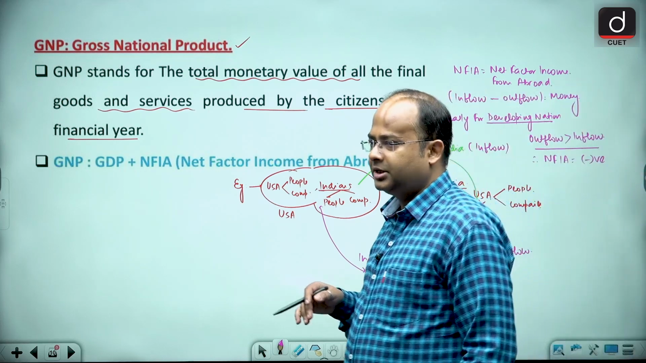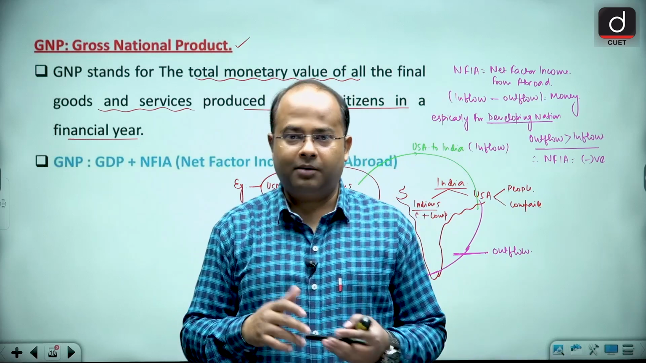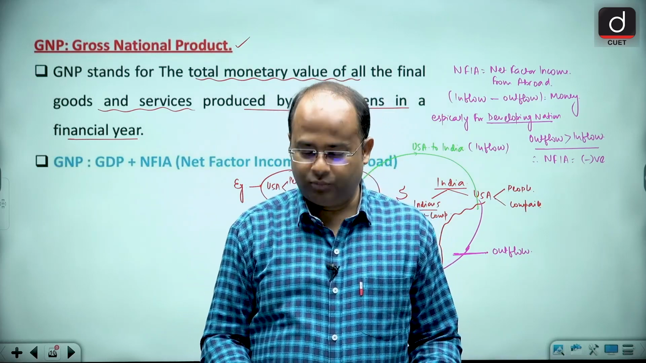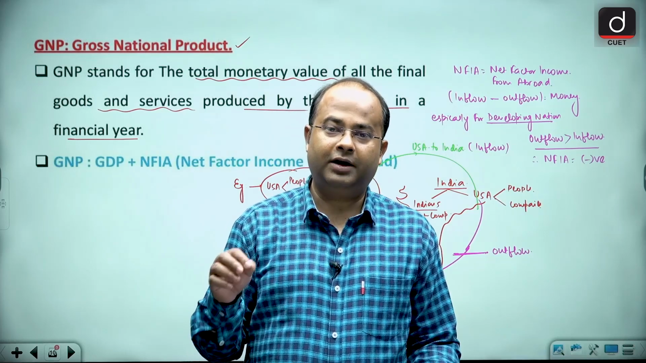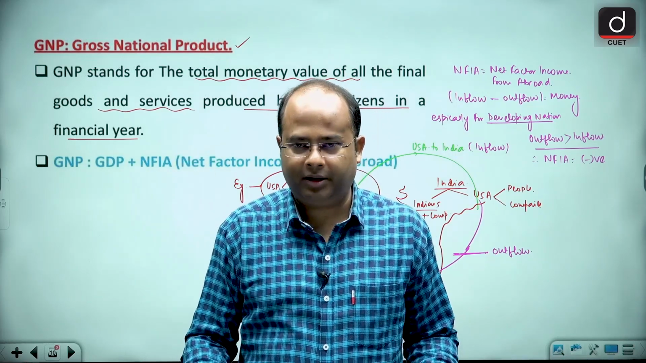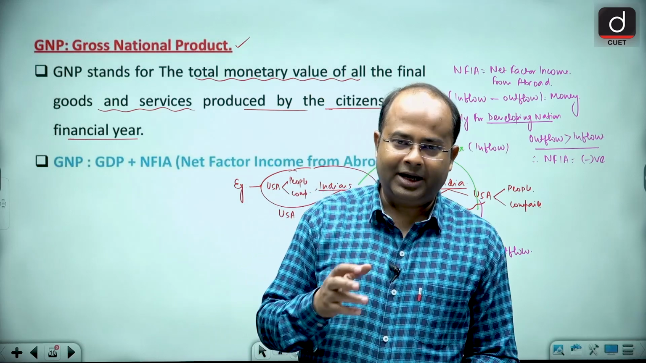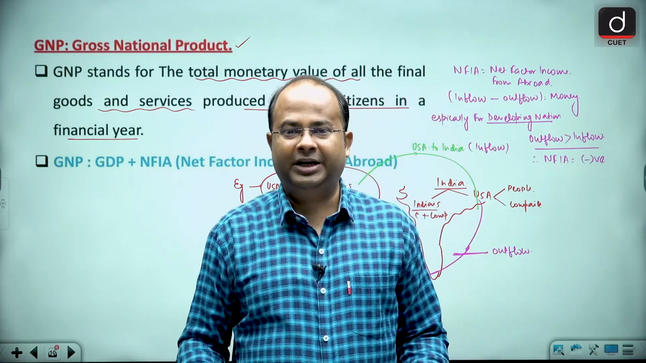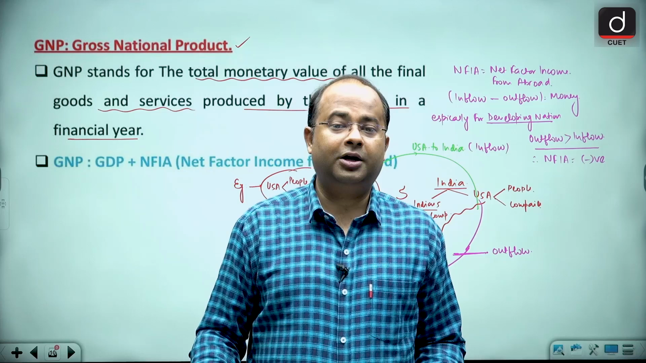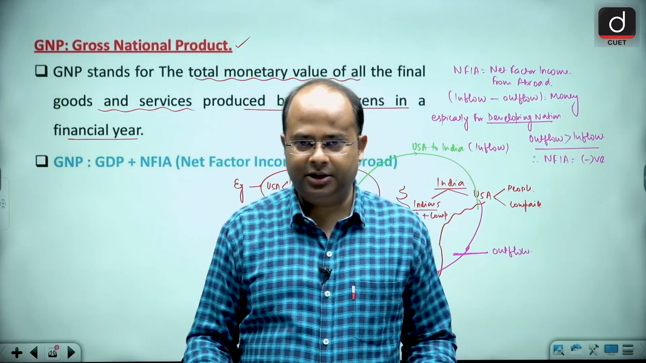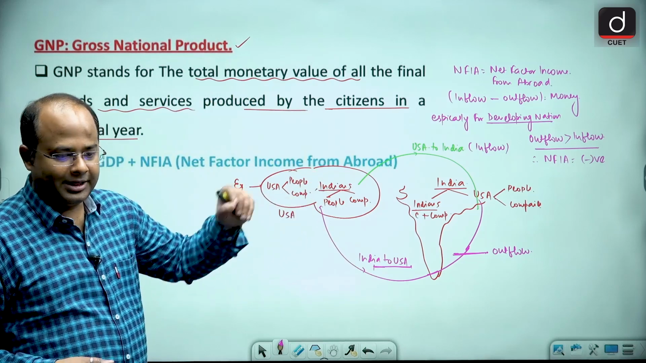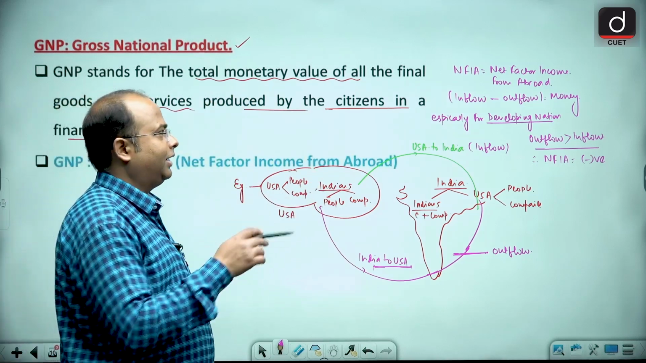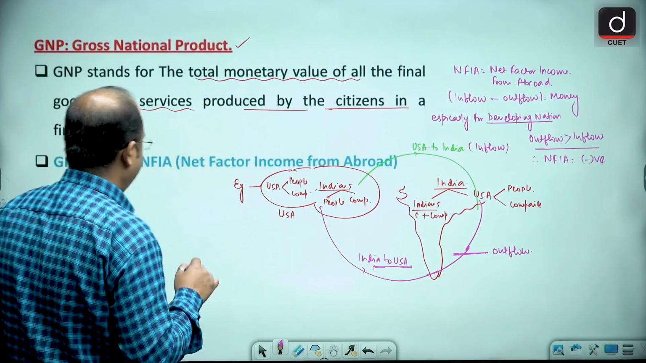Reason is this guys, that the investment of the developed nation in developing nation is more as compared to the investment of developing nation in a developed country. So in India guys, the investment of US companies will be more as compared to the investment of Indian companies in USA. So what will happen guys, the outflow will be greater than inflow. Therefore the value of NFIA will become negative.